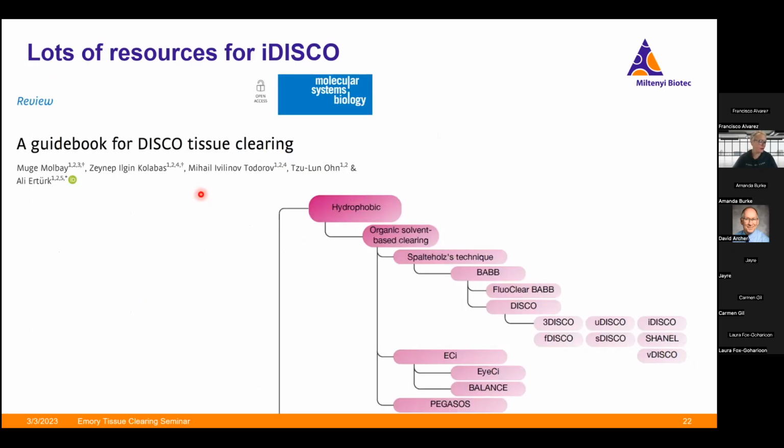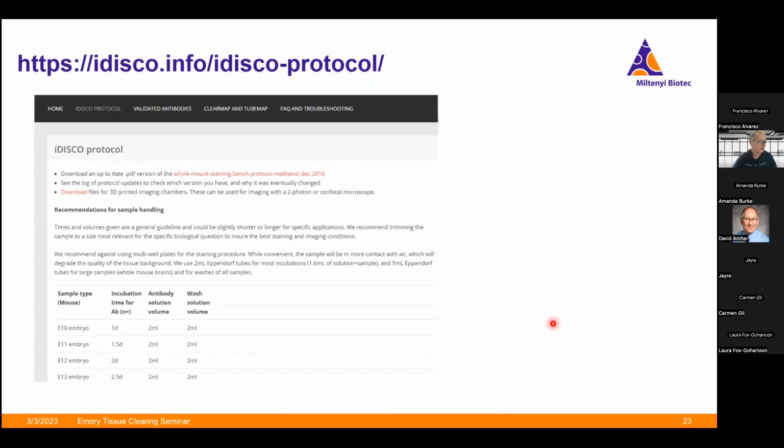And the author is Ali Ertug. So I mentioned him earlier. He was the one that developed 3DISCO and really is the expert in this clearing method. There's also a dedicated page for iDISCO.